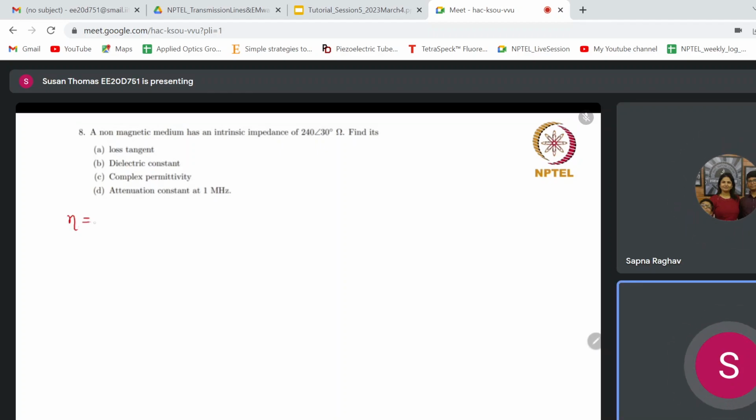Eta is 120 pi times the root of mu naught by epsilon naught, so we can write it as 120 pi into root of mu r by epsilon r. And we know the magnitude is 240. So 240 is equal to 120 pi into root of mu r, which we generally take as 1, and epsilon r is something which you need to find. This is a direct equation, you can find out epsilon r from this.